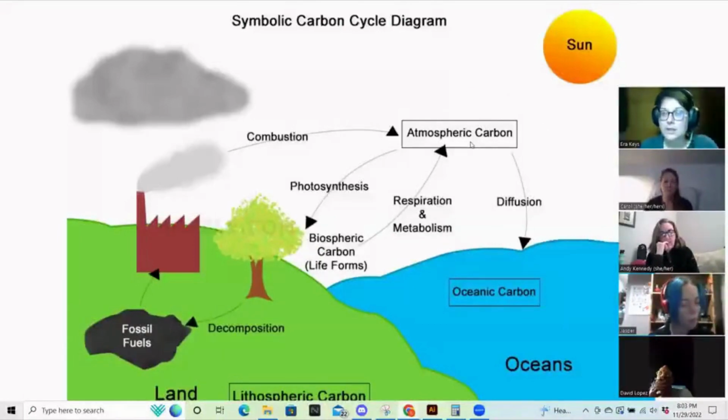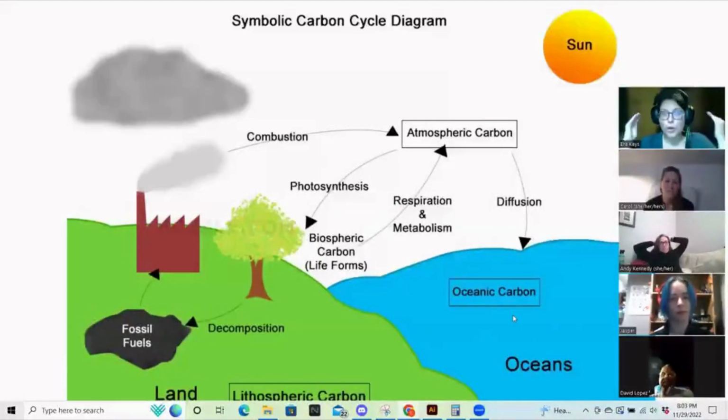Now there are things that are taking in that atmospheric carbon, right? We have photosynthesis that occurs with things on the earth. We also have diffusion into our oceans. Now, if you think about our planet and how our biomes are designed, most of our land is covered by plants doing photosynthesis, right? And our oceans are mostly full of life that's pushing diffusion of atmospheric carbon into the oceans.